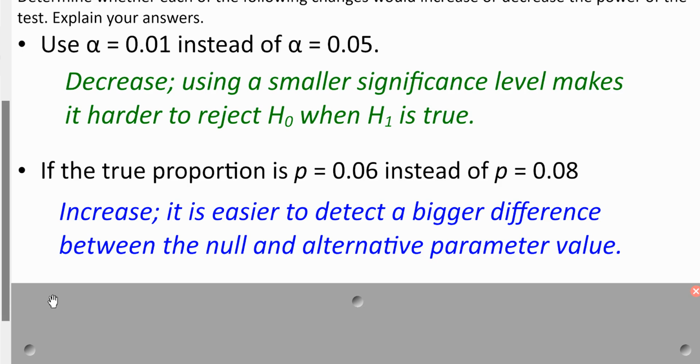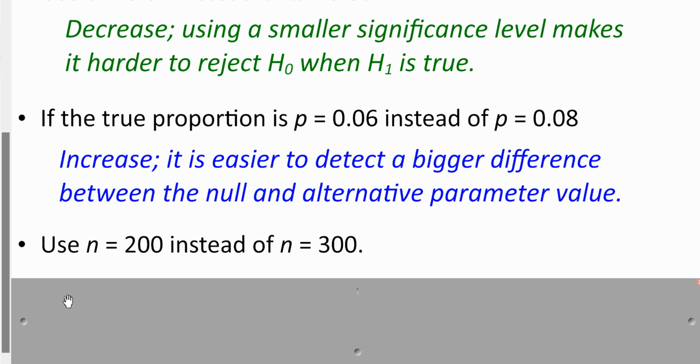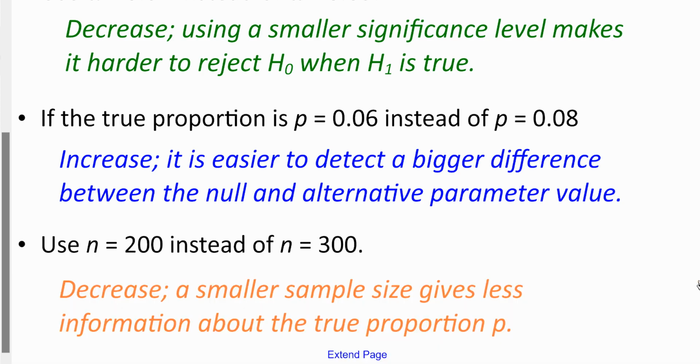So that one will. Now if we use 200 for our sample size instead of 300, what would that do? Remember, bigger n is better. Bigger sample size. Smaller sample size decreases the power. Gives less information about the true proportion. Lower the n, lower the power. All right?